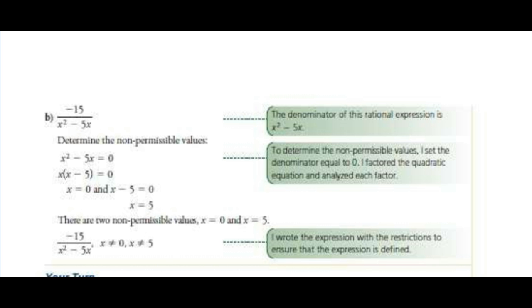So again, figure out the non-permissible values, and that's where x equals 0 and x equals 5. Then turn that into restrictions. X is not equal to 0. X is not equal to 5.